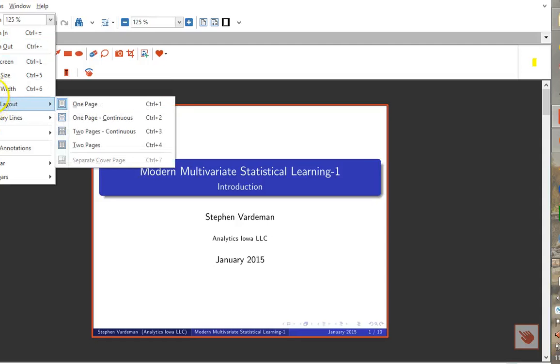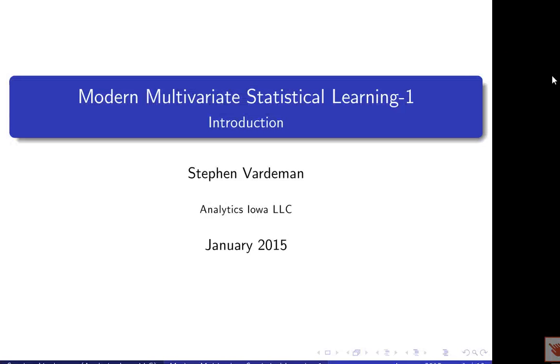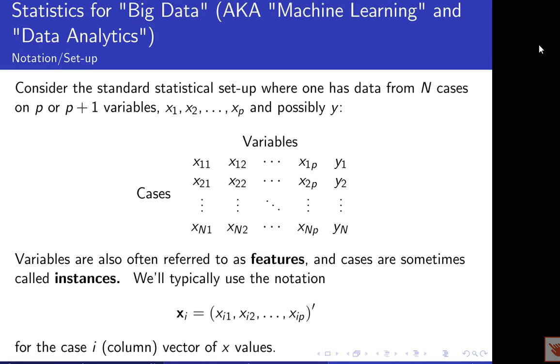Okay, so it's my intention in this lecture to talk my way through this first set of slides, modern multivariate statistical learning. Here's an introduction. What we're going to be talking about is statistics for big data, statistics for quote-unquote machine learning, statistics for modern data analytics.